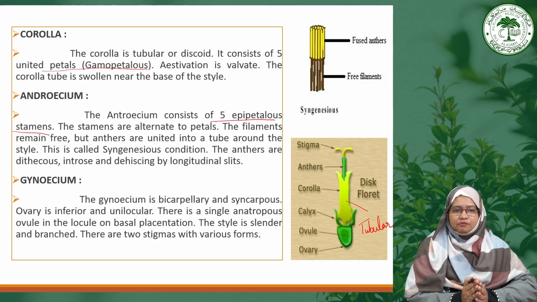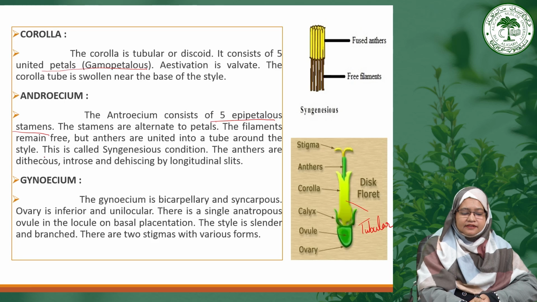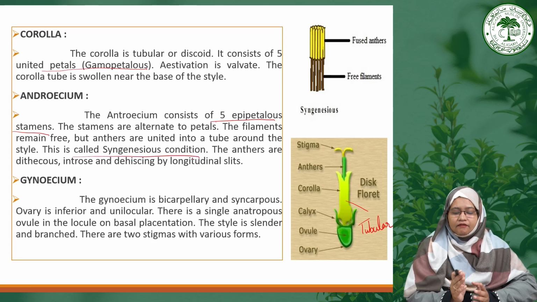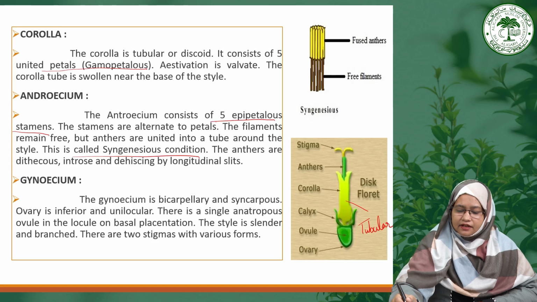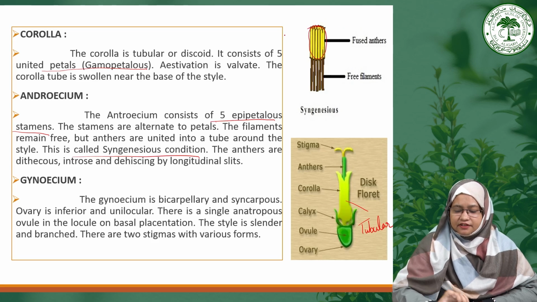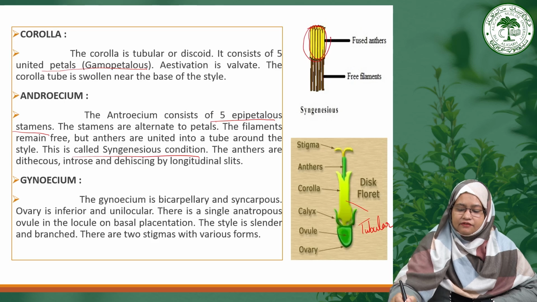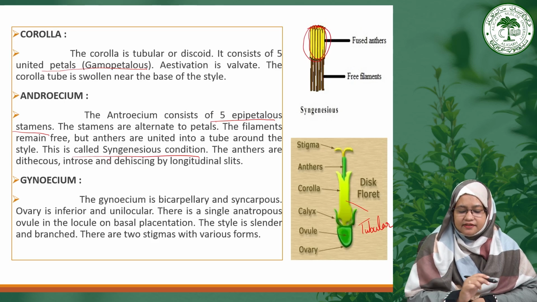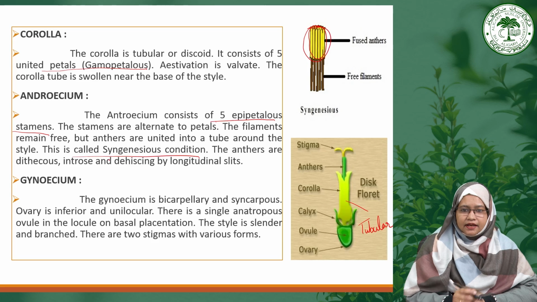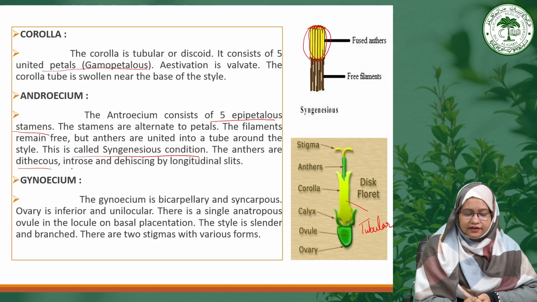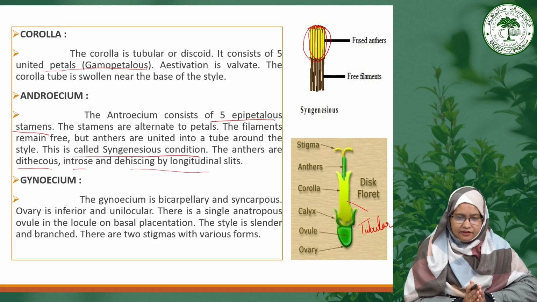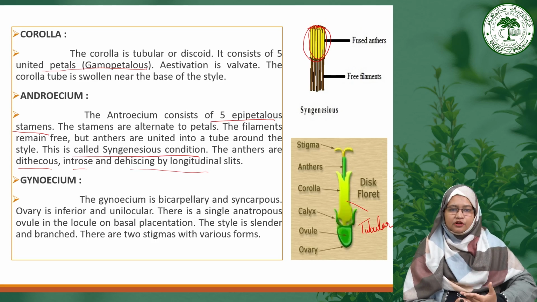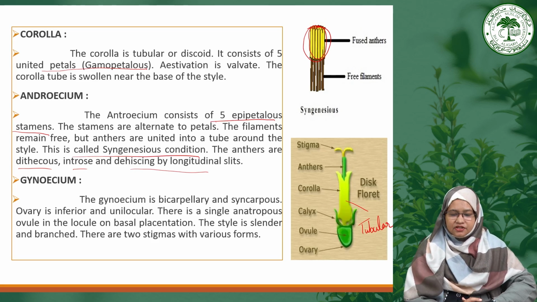And one of the most important things of this particular family is what is called the syngenesious condition. What is the syngenesious condition? When you can see the anthers, only anthers are fused with each other and the filaments are free as you can see. So these anthers are fused together and this condition is called the syngenesious condition. And generally, the anthers are dithecous, introrse and dehisce by longitudinal slits. So one of the characteristics of this particular family is the presence of a capitulum. The next is the presence of syngenesious stamens.